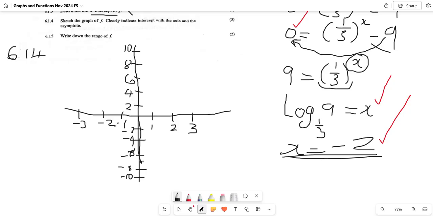Now let's start with our asymptote. Our asymptote is at y is equal to -9. We go on the y-axis on the negative side. 9 is between -8 and -10. Then we are going to have our dotted line there. Then the x-intercept is at -2. The y-intercept is at -8.